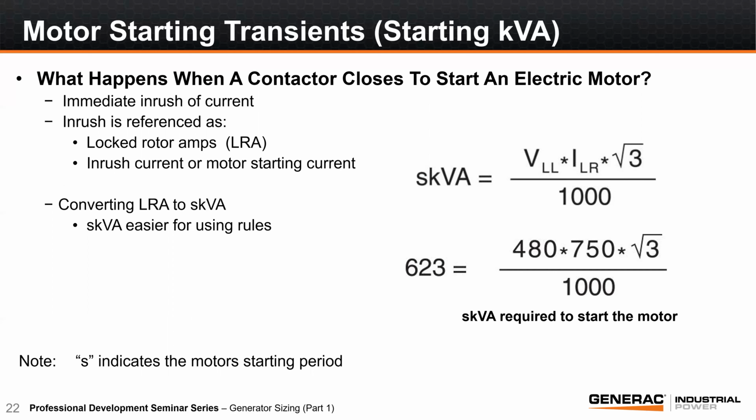Since a generator's current capability varies depending on the voltage, we don't specify the alternator's transient capability in terms of amps, but instead we use the term SKVA, or starting kVA. For a given excitation level, the SKVA is dependent on output voltage. We can convert LRA to SKVA by simply multiplying the voltage times the current times the square root of the number of phases, in this case 3, and then dividing by 1,000. In this example, 750 amps, which is basically a typical 100 horsepower motor, starting at 480 volts with 3 phases, after you divide by 1,000, requires about 623 starting kVA to start that motor.